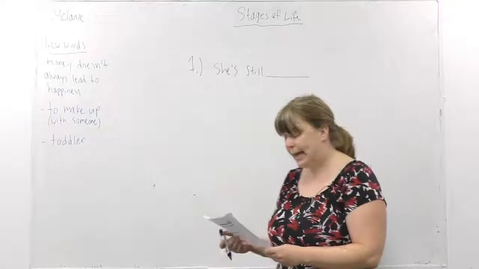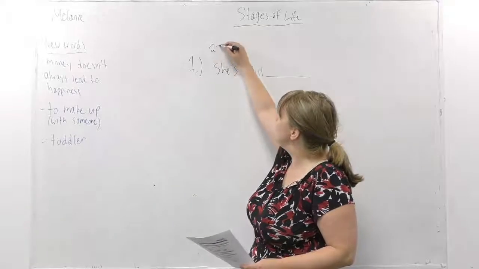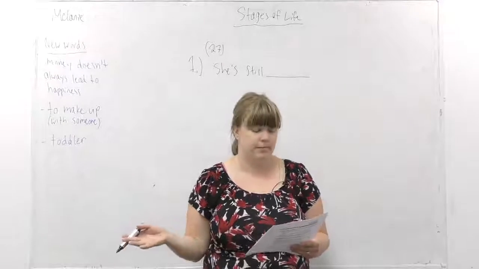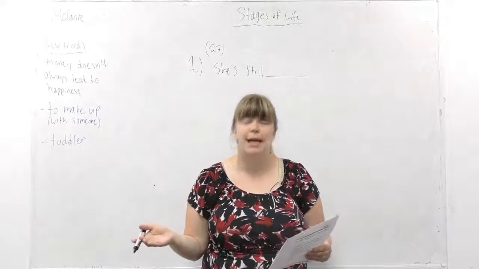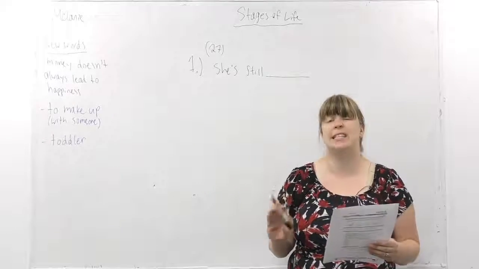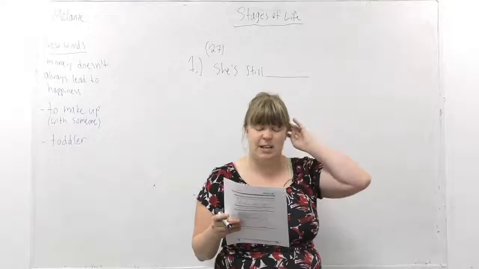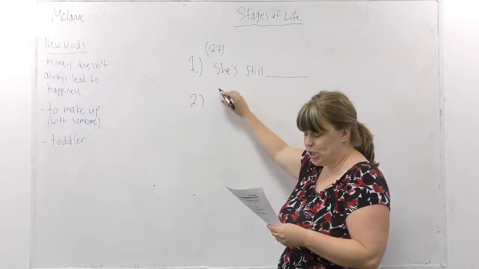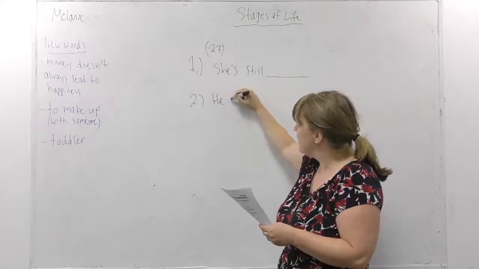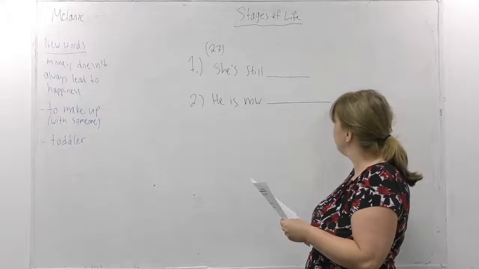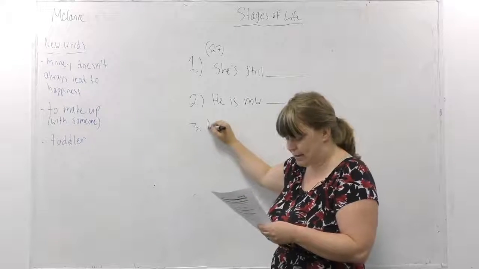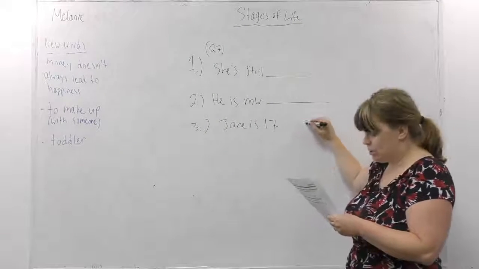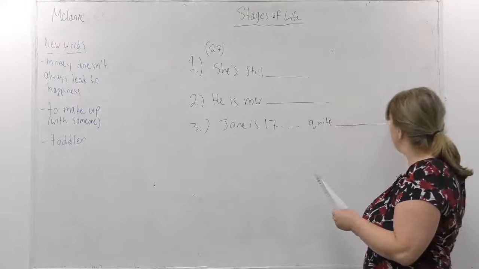So, Kate is 27, so she's 27 years old. So that means she's still what? Obviously, she's not a baby, and she's too young to be retired or a senior. What do you guys think the answer is for number 1? So I'll let you do that. I'm gonna prepare number two as well. Sanjay stopped working last month. He is now blank. And let's prepare number three. Jane is 17. She isn't quite something yet.